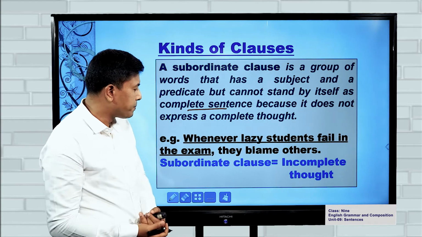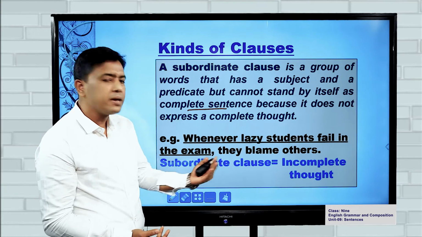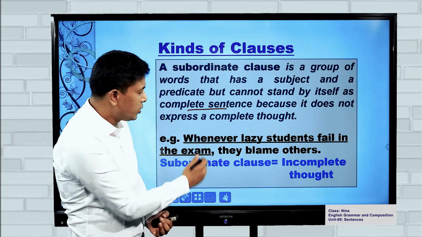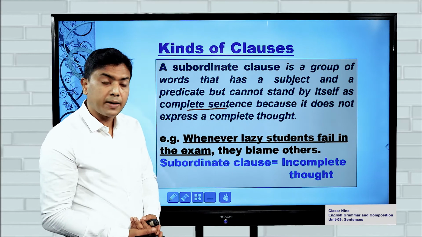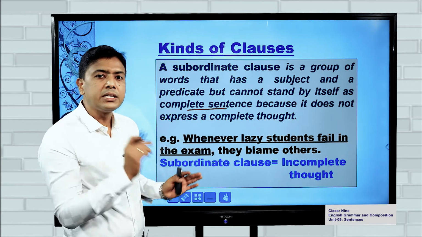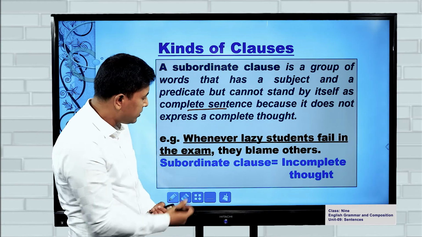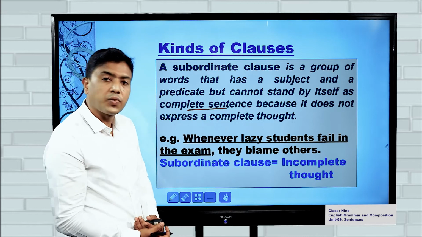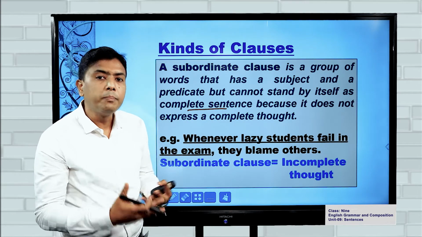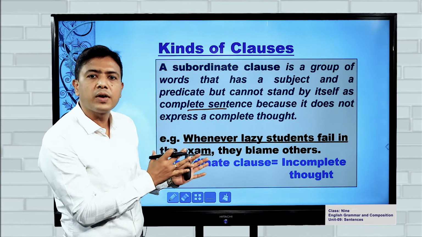If you look at the example, whenever lazy students fail in the exam, they blame others. Now, have a look at this underlined part one more time. This is a clause, and if you take it separately, it doesn't give us any thought. It doesn't give us any meaning. Just have a look. Whenever lazy students fail in the exam, it is incomplete. It needs another part of the sentence to give a complete idea.